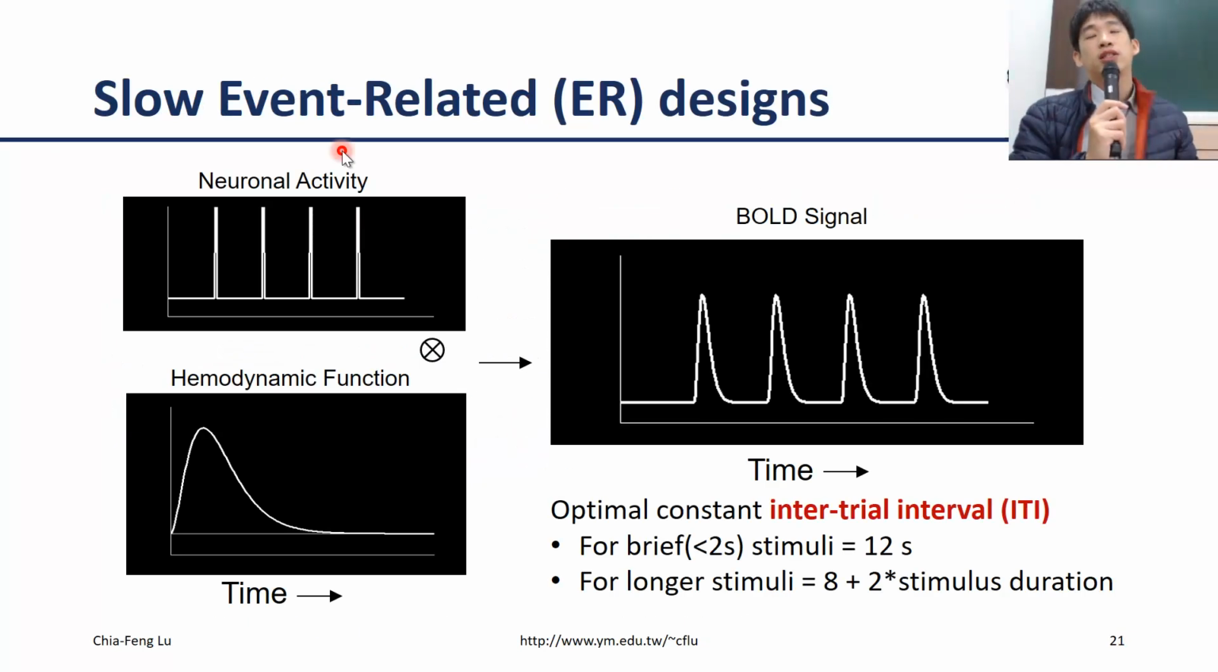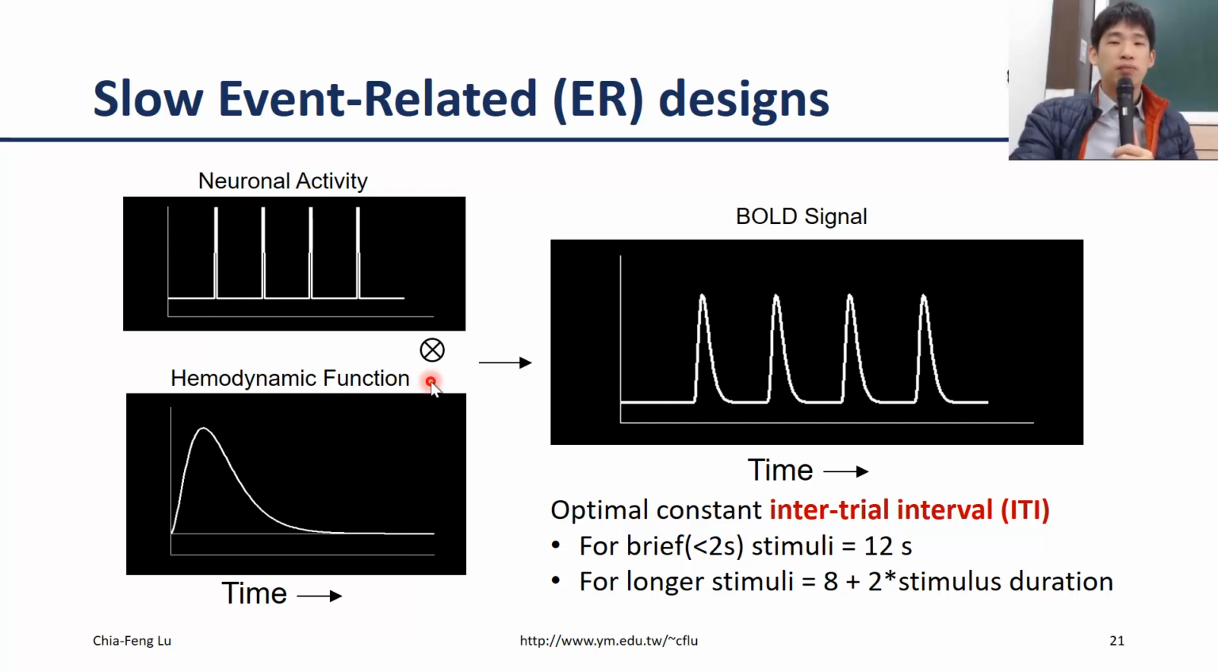And the next one is the so-called event-related design, but we will start from the slow version right here. Okay, so we can again try to figure out what the anticipated BOLD signal would be. We will start from the neuronal activity. As we mentioned, the neuronal activity is pretty short. For a single event, it will only last for tens or hundreds of milliseconds. So it's more like a very short peak right here.